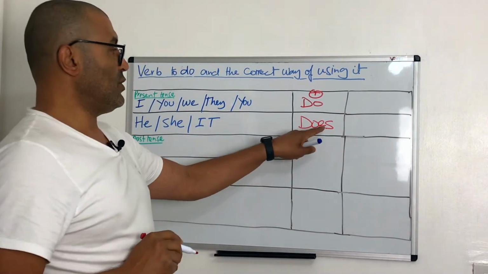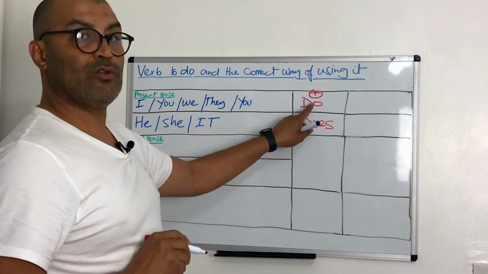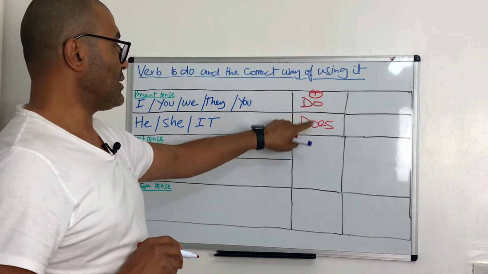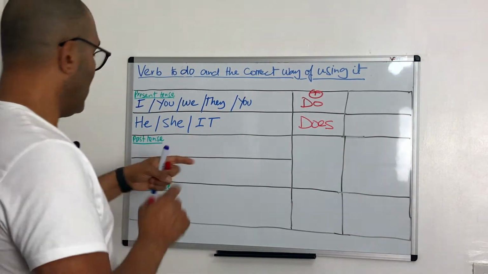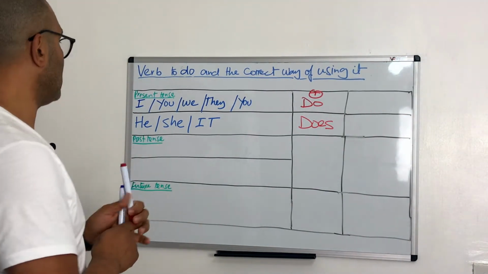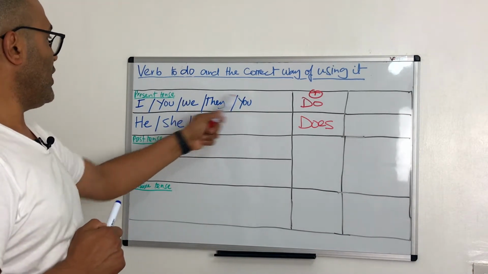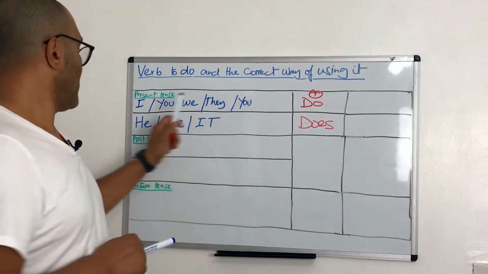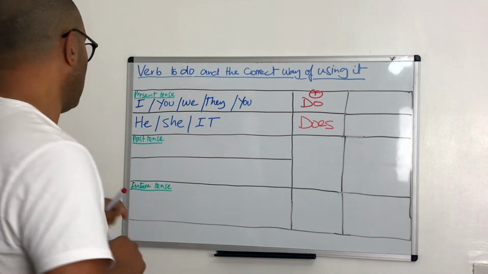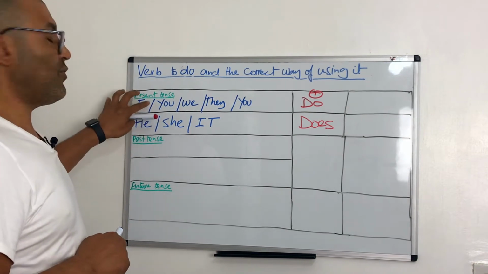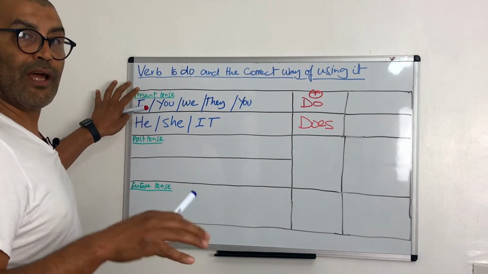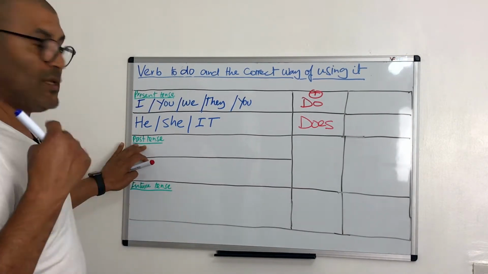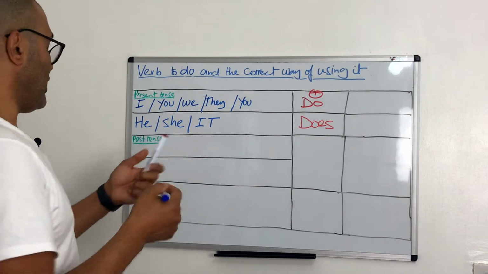Okay, you add s or es, it changes from do to does. This is the positive way. In the past tense this is all easy. So I do, you do, we do, they do, you do. He, she, it does. This is the present simple.